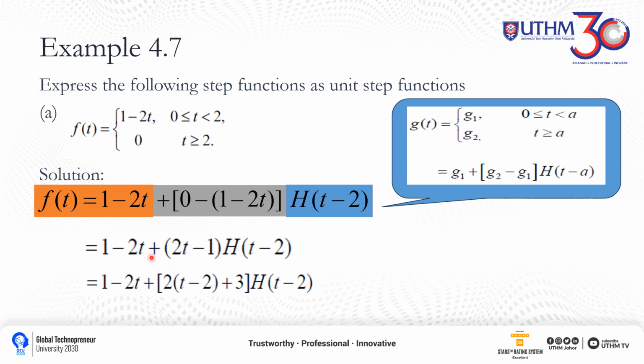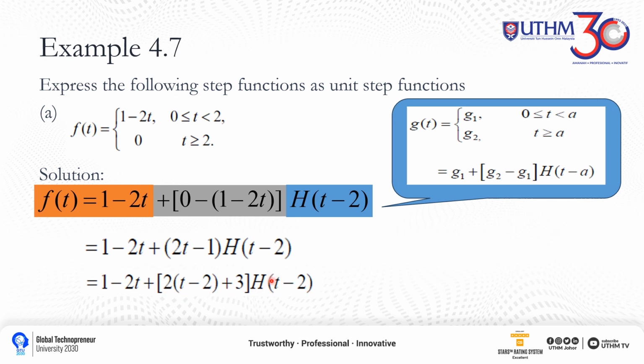1 minus 2t plus 2t minus 1 multiplied with u(t minus 2). Okay, so we simplify and we get 1 minus 2t plus (2t minus 2 plus 3) u(t minus 2).